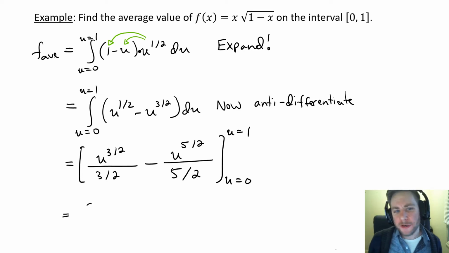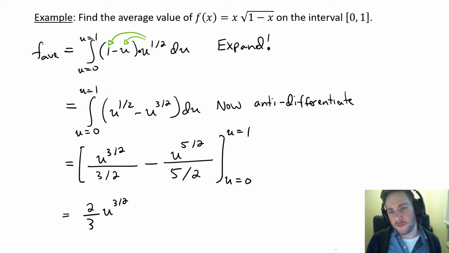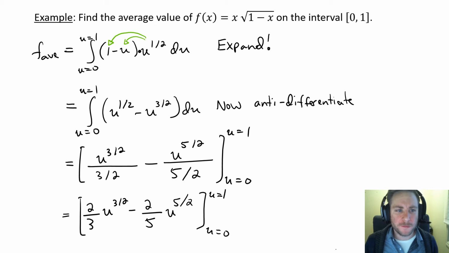Remember that dividing by a fraction is the same as multiplying by its reciprocal, and so I suggest doing that just to keep things looking tidy and organized. So, for the first term, instead of dividing by 3/2, we can instead multiply by 2/3, and that just helps us not have to deal with fractions inside of fractions. Likewise, instead of dividing by 5/2, we can multiply by 2/5.